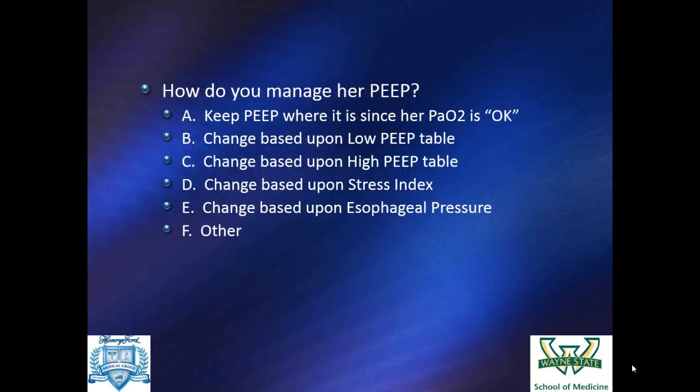So who wants to keep the PEEP where it is, since her SAT's okay? Who wants to change her PEEP based on a low PEEP table? High PEEP table? Still have some believers. Good. Stress index? Thanks. And esophageal pressures? Nobody uses esophageal pressures. Anything else that I didn't mention that you all would do?